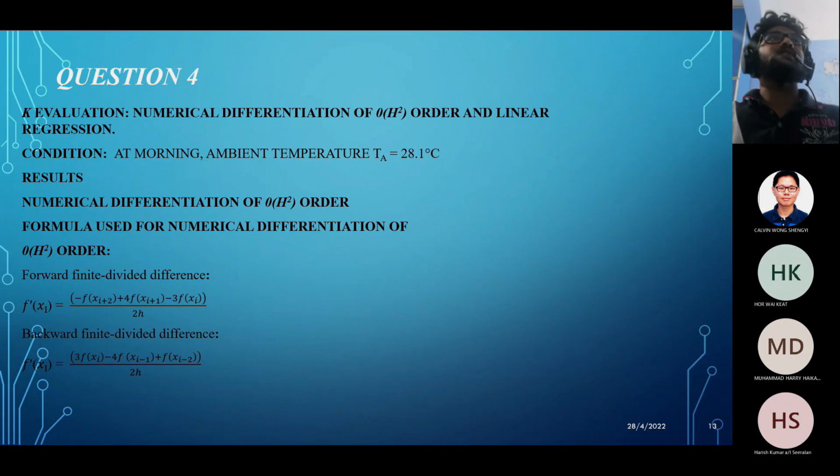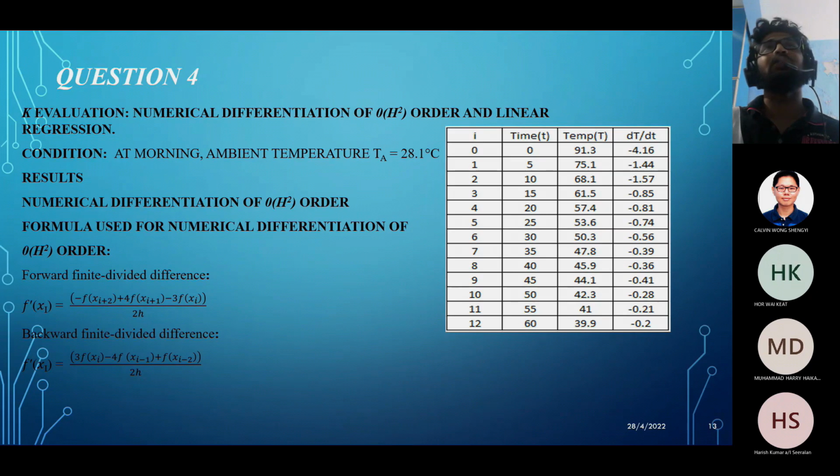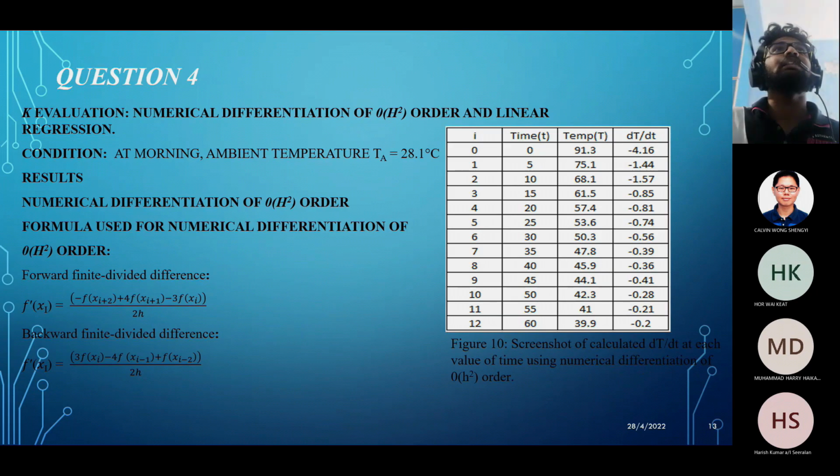Basically for question 4, we need to find the K evaluation, but it's not different from question 1. The only difference is we have 3 types of condition. That is, we need to find it in the morning, at noon, and at night. So now you will see the morning. The TA will be 28.1 degrees Celsius.